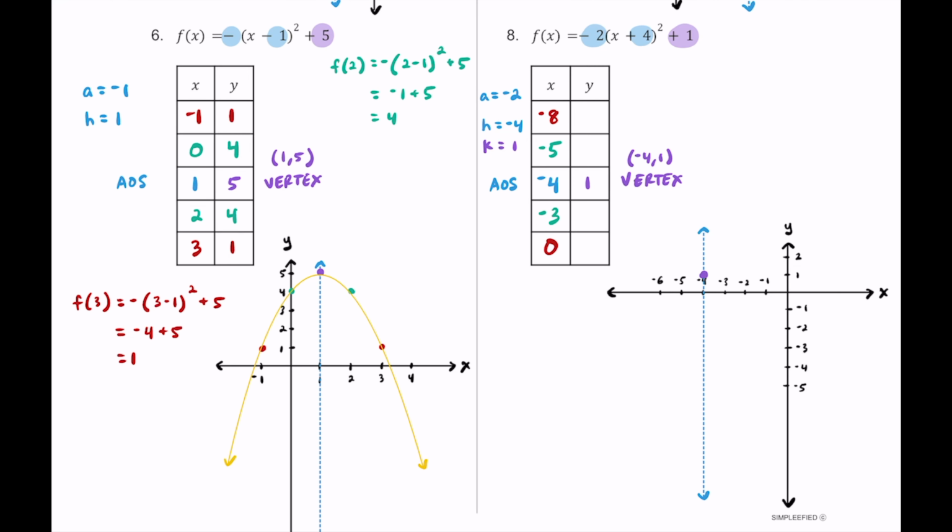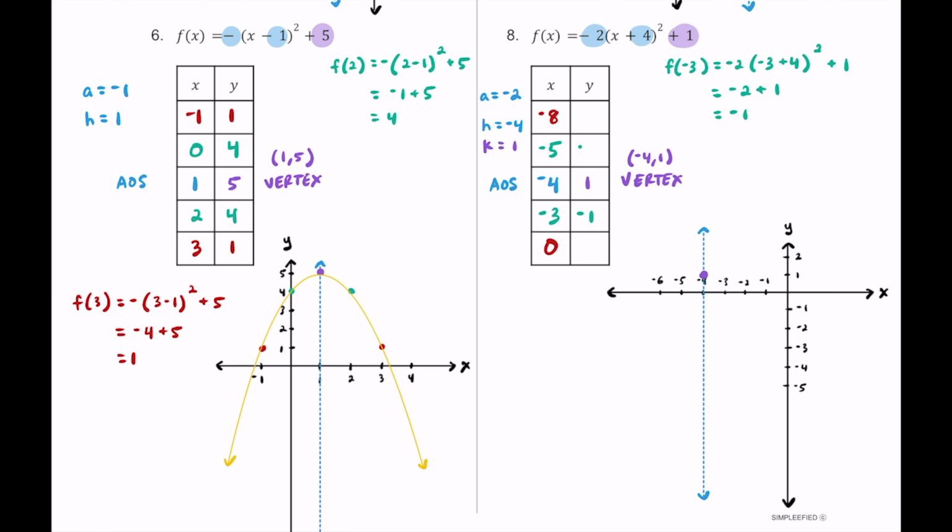Okay, so let's go with either -5 or -3, plugging this in. I'm going to go with -3. And so I'm going to say this is going to be f of -3. That's going to be -2 multiplied by the quantity of -3 plus 4, squared, and then plus 1. Now, -3 plus 4 is 1. 1 squared is 1. 1 times -2 is still going to be -2. So -2 plus 1 is going to be -1. So when x is -3, y is -1.